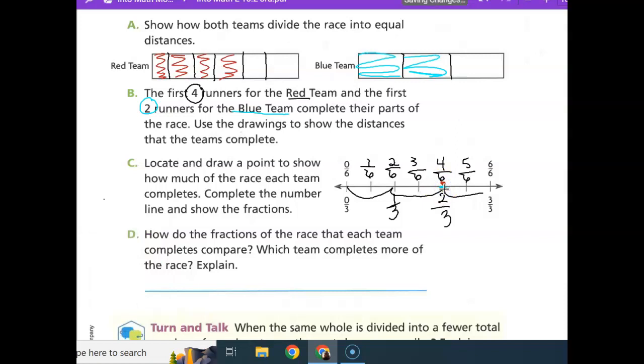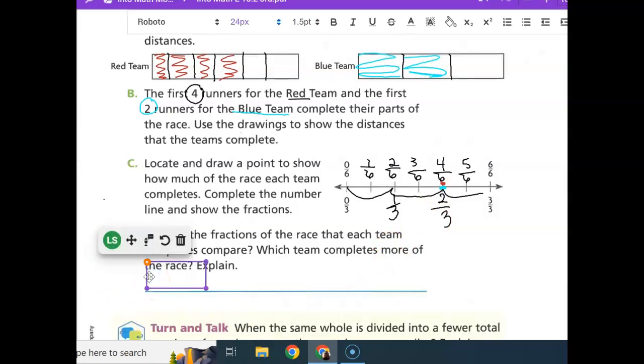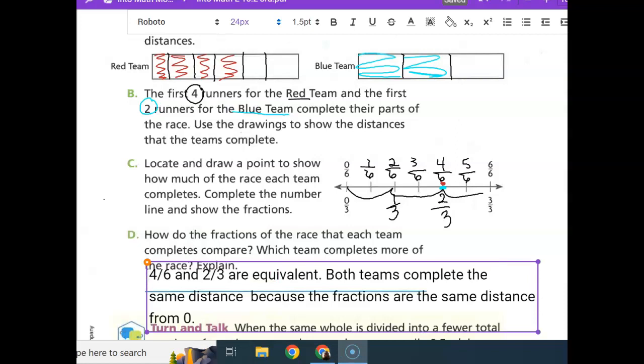How do the fractions of the race that each team completes compare? Which team completes more of the race? Well, how do the fractions compare? 4/6 that the red team ran, and 2/3 are equivalent. 4/6 and 2/3 are equivalent. Both teams complete the same distance because the fractions are the same distance.